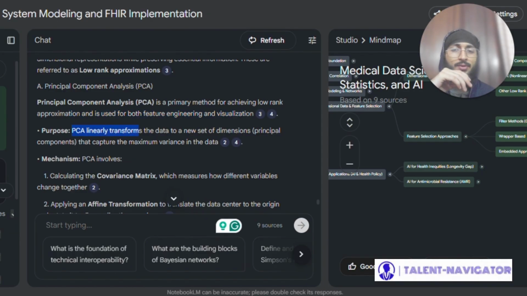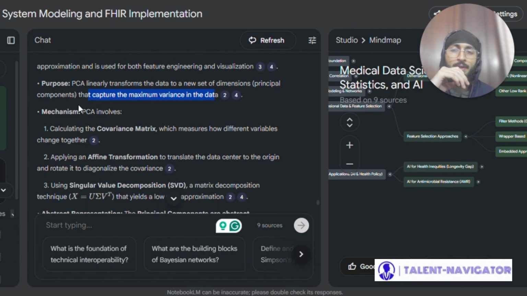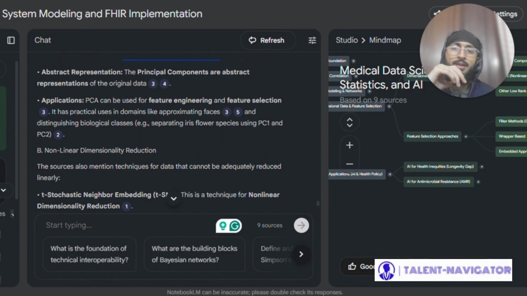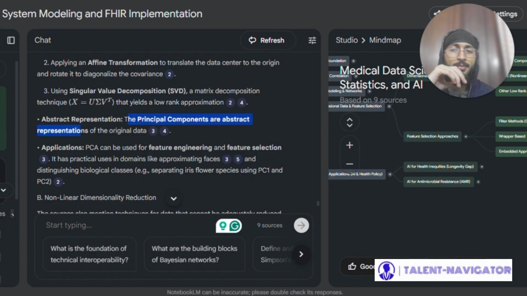PCA linearly transforms the data to a new set of dimensions, principal components, that capture the maximum variance in the data. The mechanism is it calculates a covariance matrix, which measures how different variables change together. Then it applies an affine transformation to translate the data center to the origin and rotate it to diagonalize the covariance. Then, using singular value decomposition (SVD), a matrix decomposition technique, it yields a low rank approximation. The principal components are abstract representations of the original data. PCA can be used for feature engineering and feature selection. It has practical uses in domains like approximating faces and distinguishing biological classes.